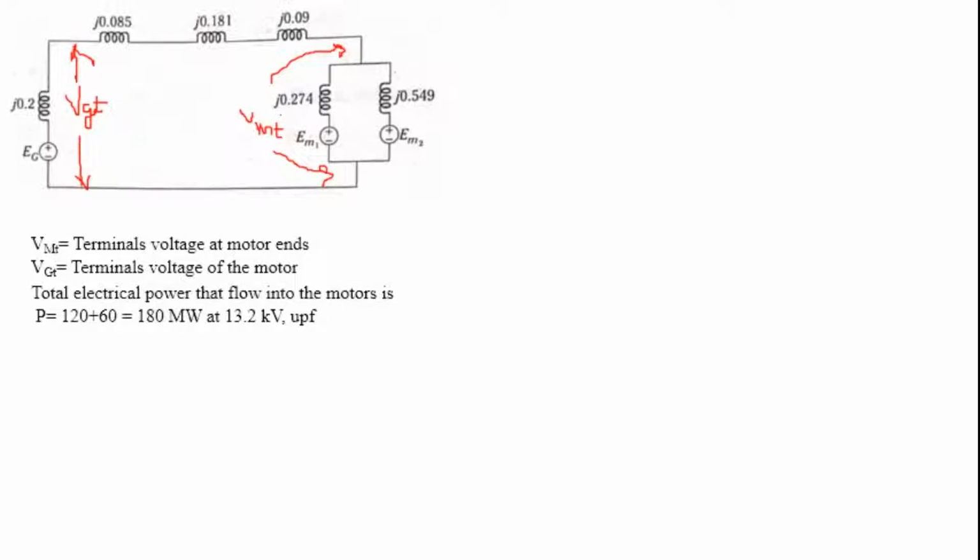This is VGT. VMT is the terminal voltage of the motor, and VGT is the terminal voltage of the generator. This is supposed to be interchanged. It is not the motor, it is for the generator. Fine. So why are we doing all this? Because I have to calculate what is the generator voltage.